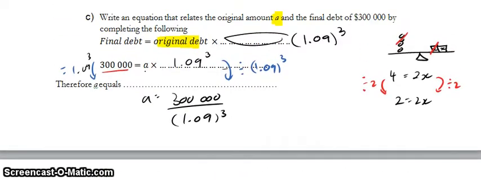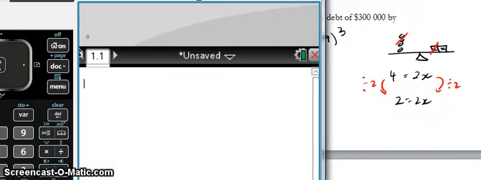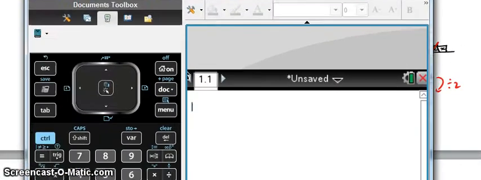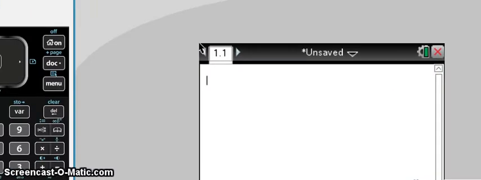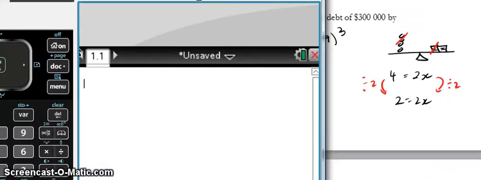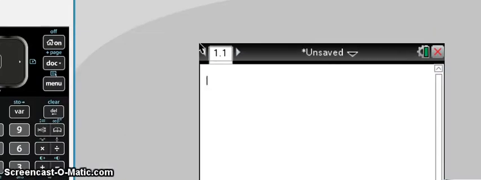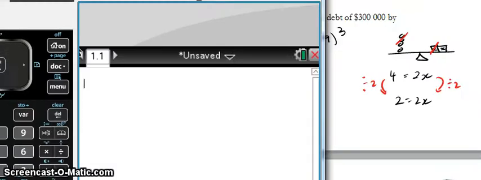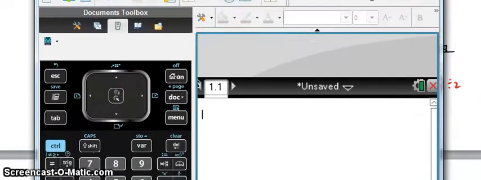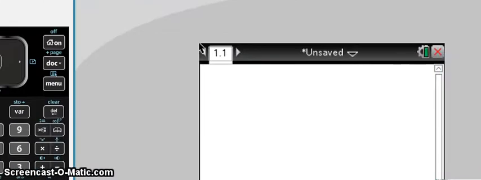Let's see if we can use our CAS. So I had, oops, that was small. Sorry, it's not the best screen size.